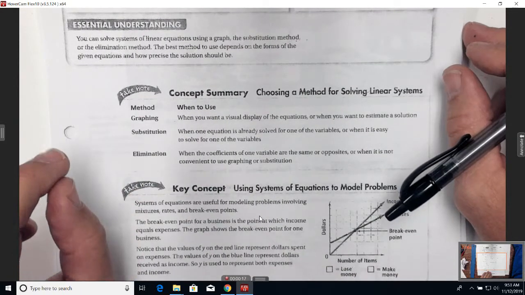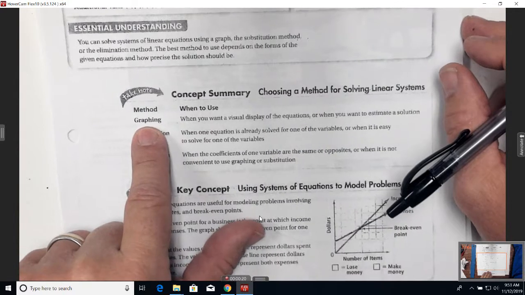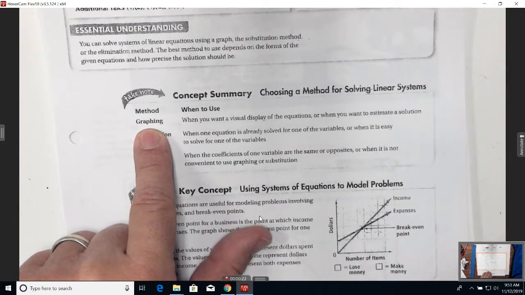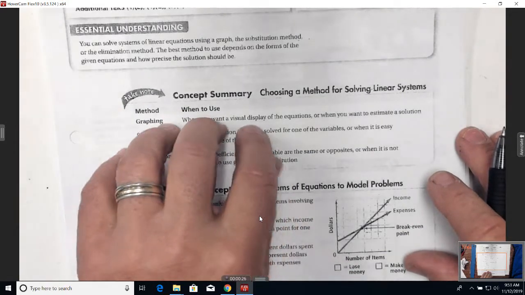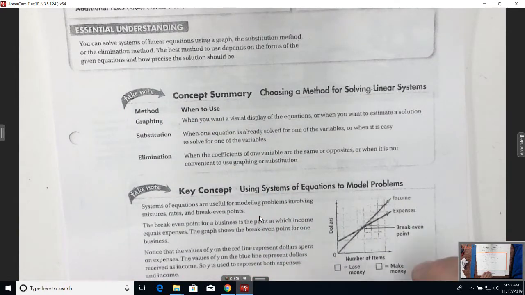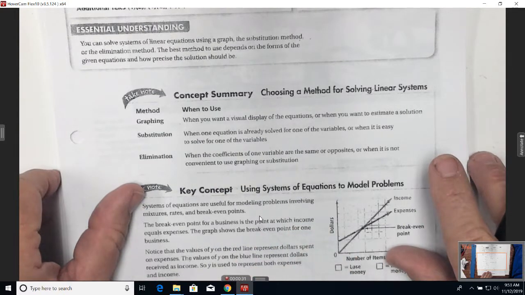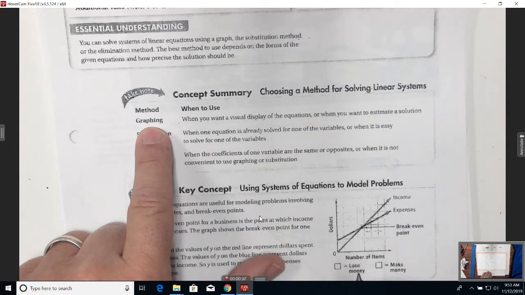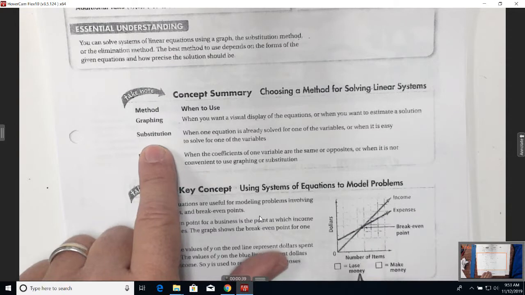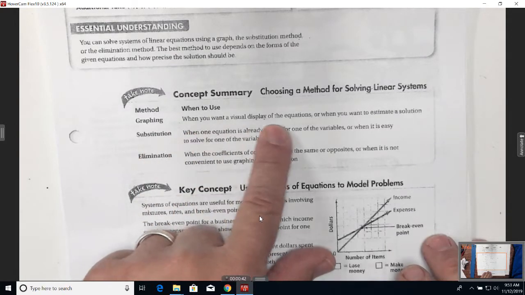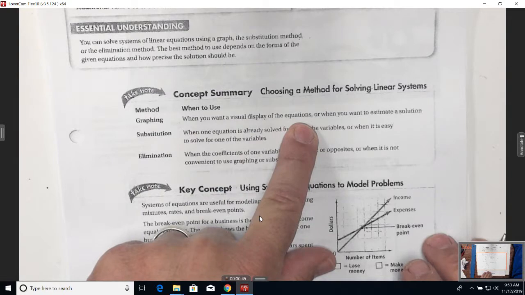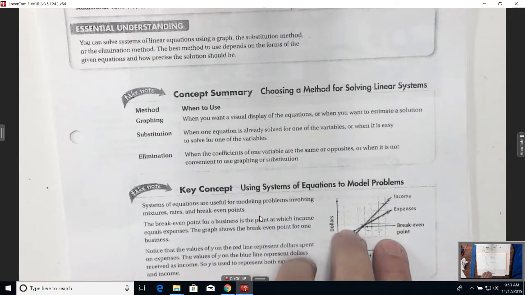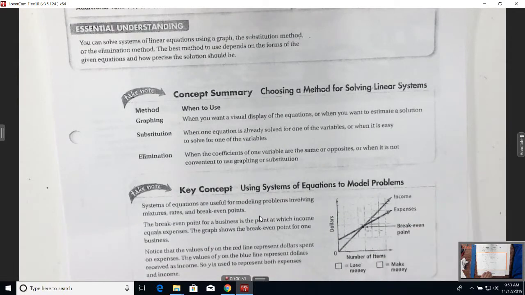Now remember, as a quick review, we've already solved systems of equations by graphing. Okay? And when do I use graphing? This will help you to know when to use graphing, when to use substitution, and when to use elimination. So the first types of problems we're going to look at today, we're going to use graphing or substitution to solve. When to use graphing is when you want a visual display of the equations, or when you want to estimate a solution like this. See, I want to see where that point is, and the point where they cross is the solution to a system of equations by graphing.